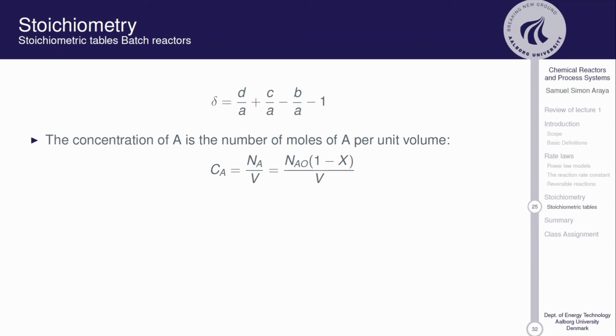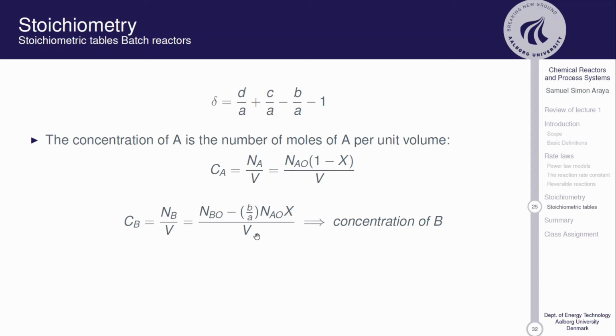And therefore, based on the definition of the conversion, we can just express it as a function of the initial moles of A divided by volume. We can do the same for B. The concentration of B is basically moles of B per unit volume. And similarly, we can express that as a function of conversion. And the way we do that is we use the table. So these are the moles of B at any given time, which is the initial moles of B minus the change in B.